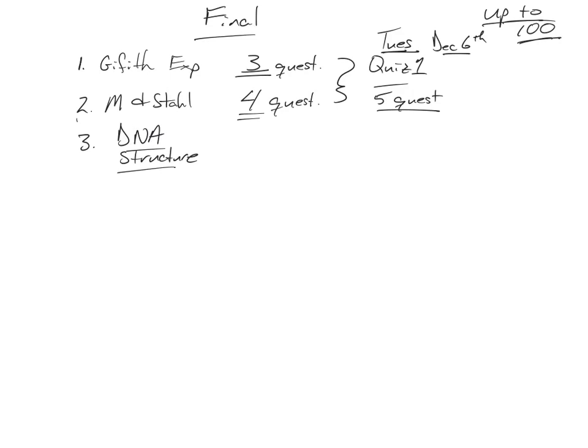And of course, you're talking about the double helix. What does a nucleotide look like? The histones. What is it? Chromosome, chromatid, sister chromatid, chromosome, chromatin. Where is the DNA found? All of that is going to be on there. I would say there are going to be about six questions on DNA structure on this final.